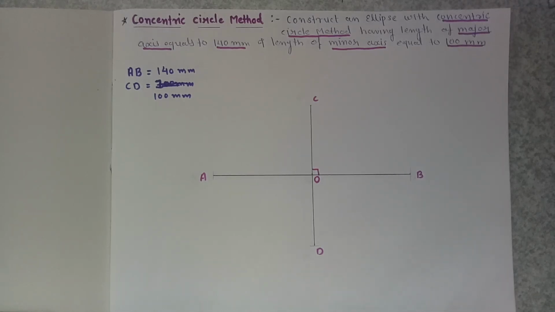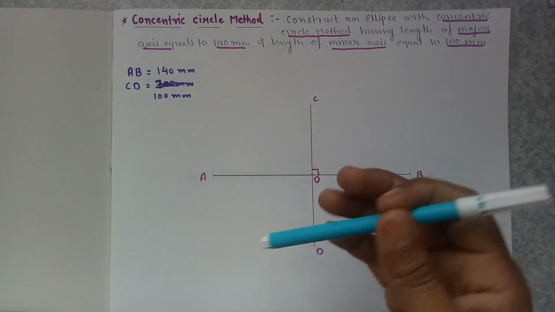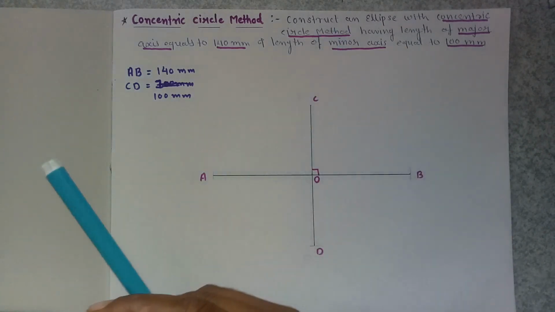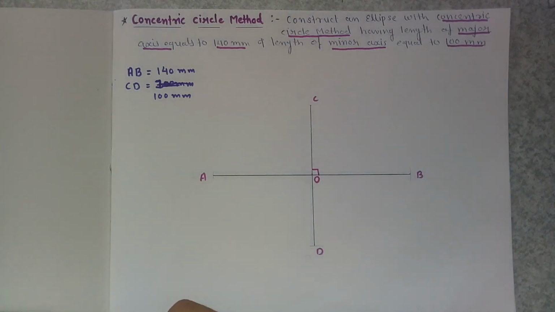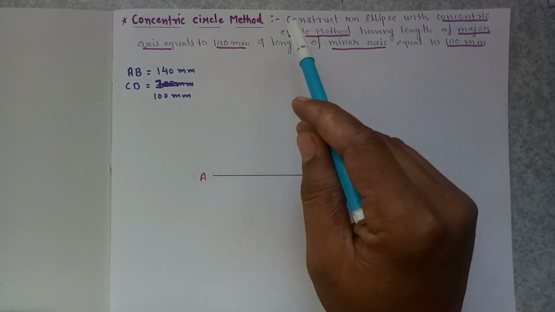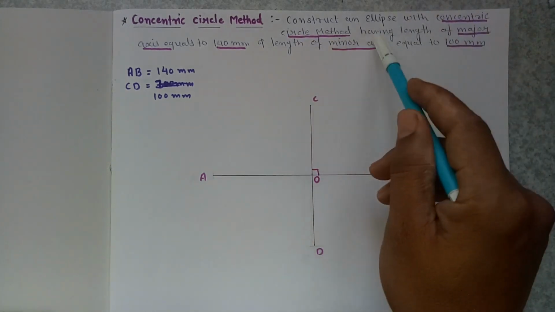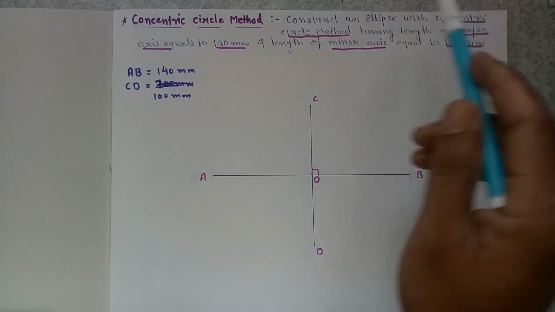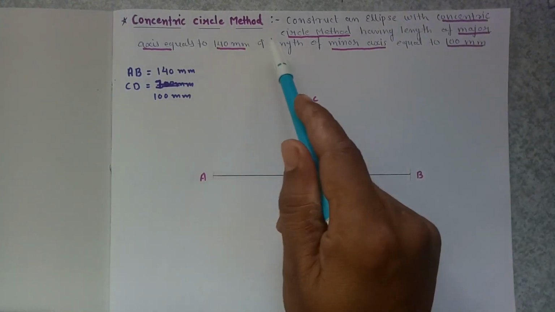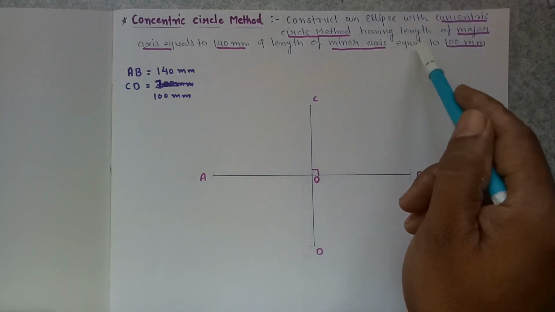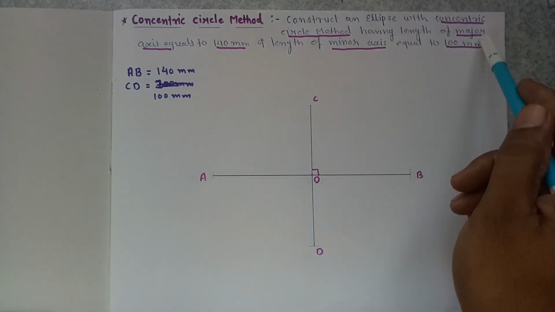Hello dear students. In the last lecture we discussed the arc of the circle method to draw an ellipse. Today we are going to start with the concentric circle method to draw an ellipse. So the question is like this: construct an ellipse with the concentric circle method having length of major axis equal to 140 mm and length of minor axis equal to 100 mm.